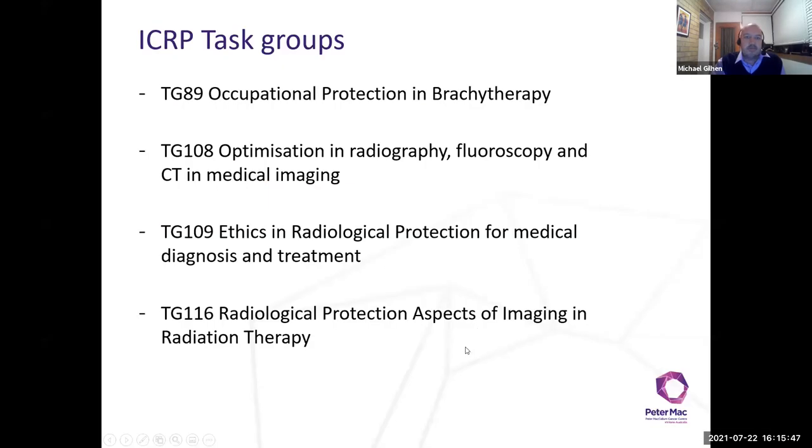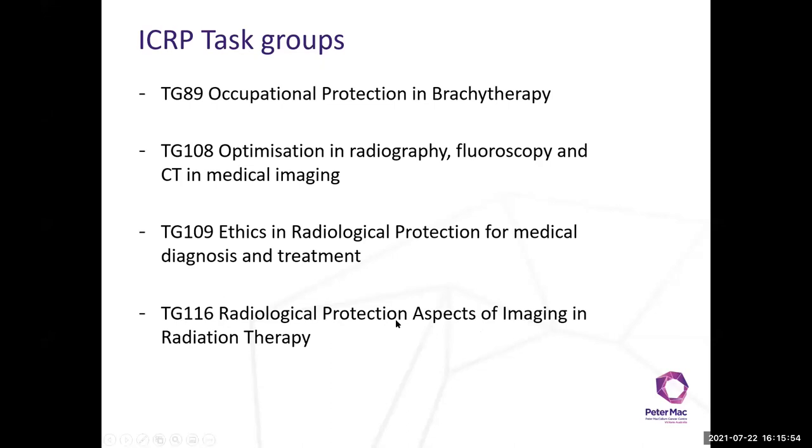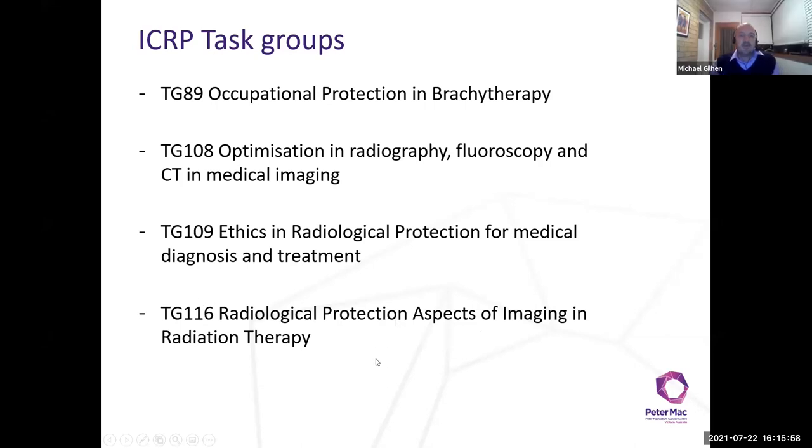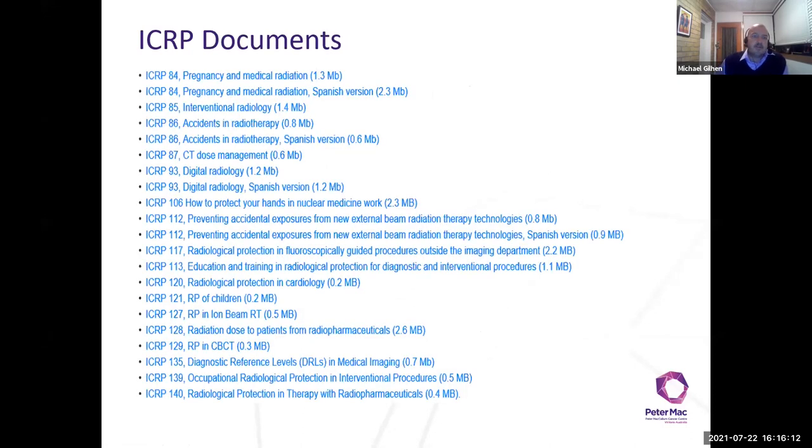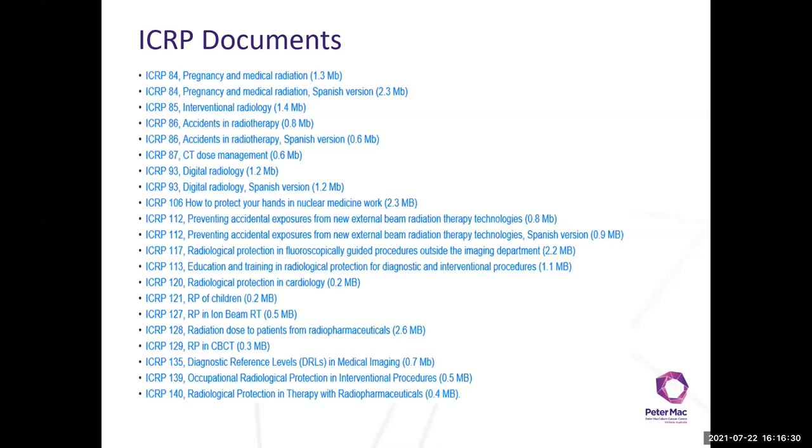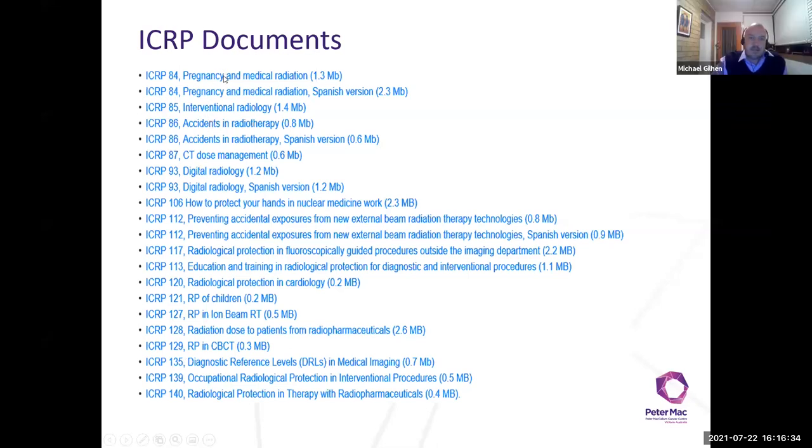Let's get back on. So they break themselves down into smaller task groups. Very important, what a task group commonly does: with the increased use of imaging and radiation therapy, the ICRP has created a task group to look at the specific radiation protection aspects within this topic. And the deliverable of these task groups is generally to write a document. And this is just a screenshot of the latest from the ICRP. And you can see that they cover a whole range of topics, but so many in medicine. As you can see, there's accidents in radiation therapy, pregnancy and medical radiation, protecting your hands, nuclear medicine.